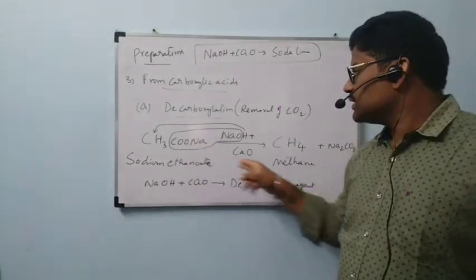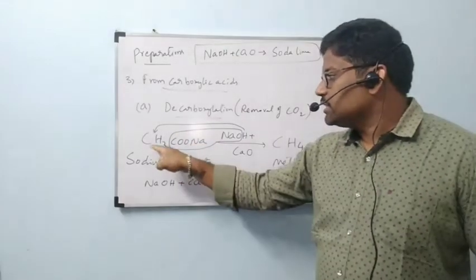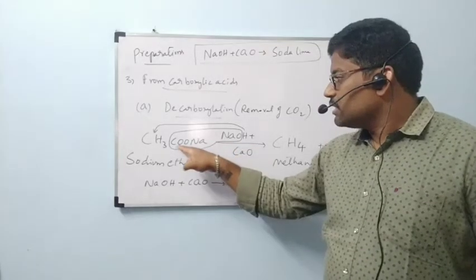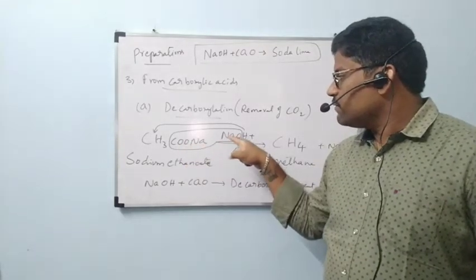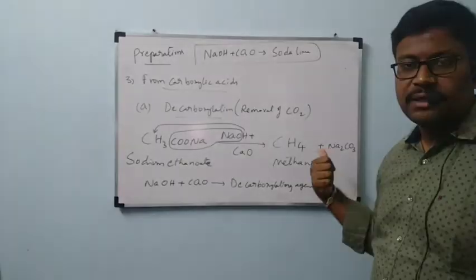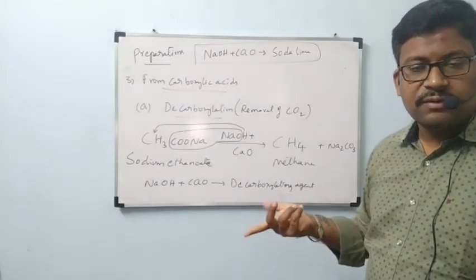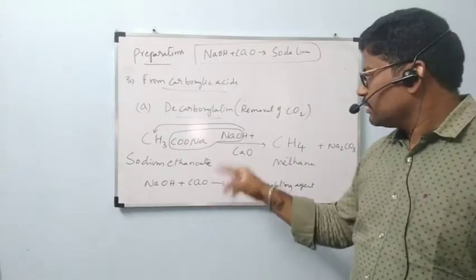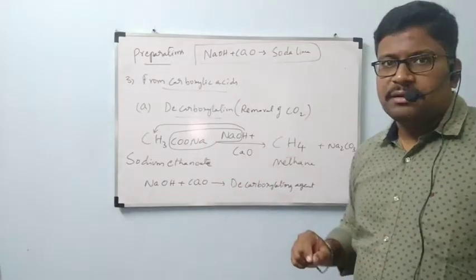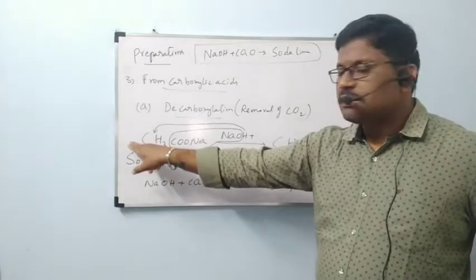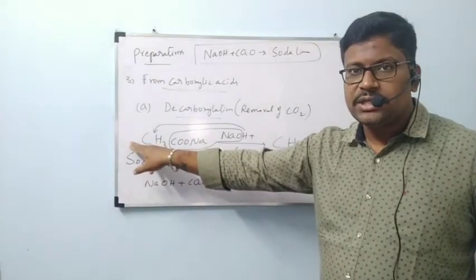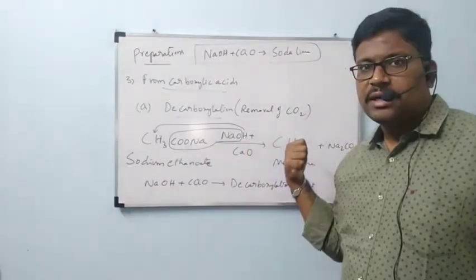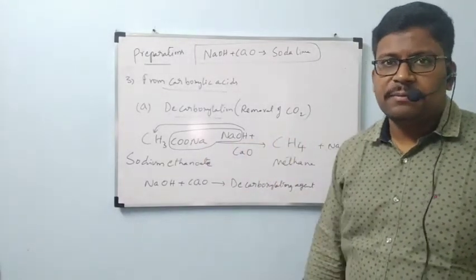Now the reaction is completed this way: CH3COONa reacts with NaOH plus CaO, in which COO, Na and NaO come out as Na2CO3. In whatever form, we are removing carbon dioxide. That's why this is called decarboxylation. We will get methane. Like that, if you take another alkyl group, CH3CH2, it will react with this H to form ethane. Like that, any other alkane we can prepare.